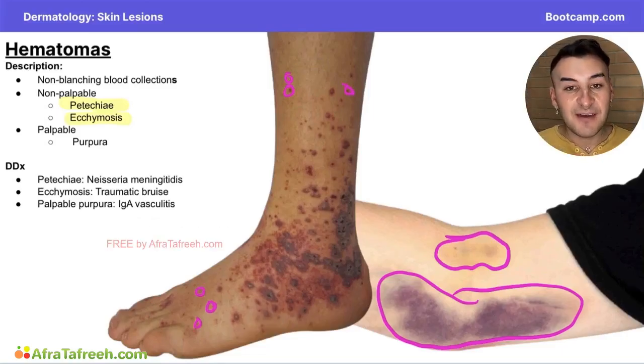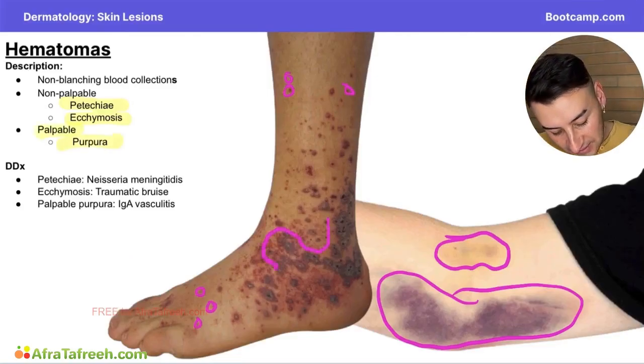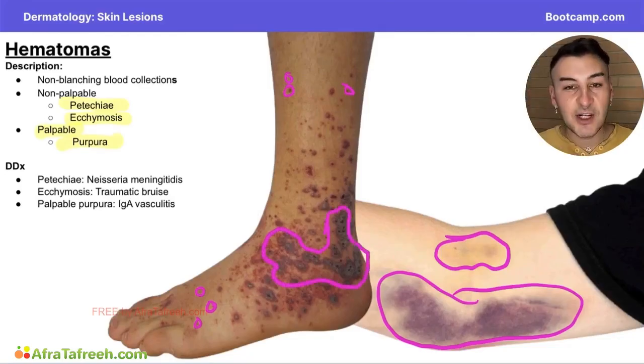We also have purpura, which are going to be raised lesions or palpable lesions. An example of that is here in the center of this person's ankle. These are going to be raised hematomas and they qualify as purpura.